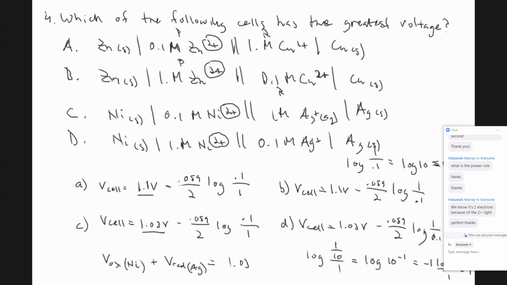So you want the greatest potential. So we want the ratio of 0.1 over 1. And then when comparing, 1.1 is going to be larger than 1.03. So we're going to choose this to be our answer. Okay. All right. With that said, we're done with redox reactions and electrochemical cells.